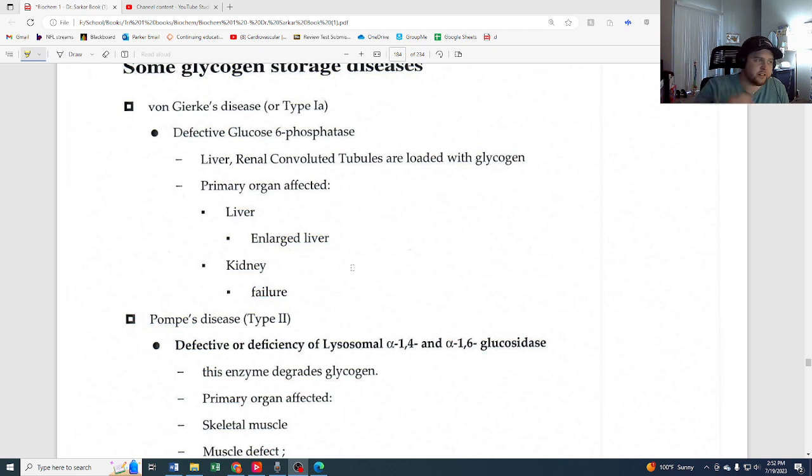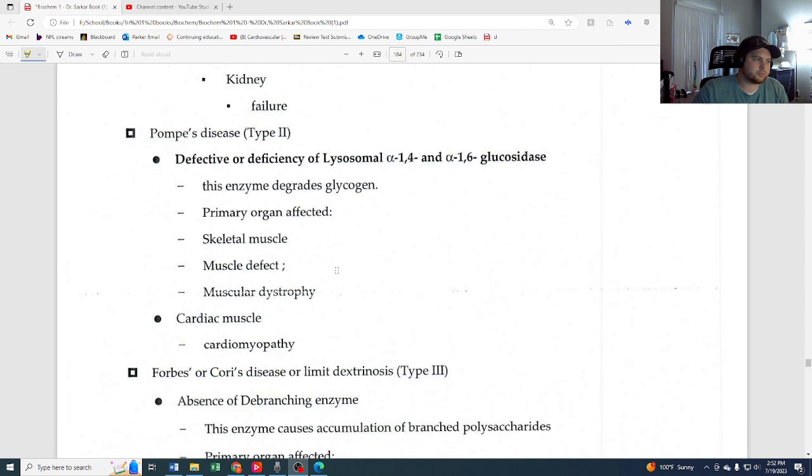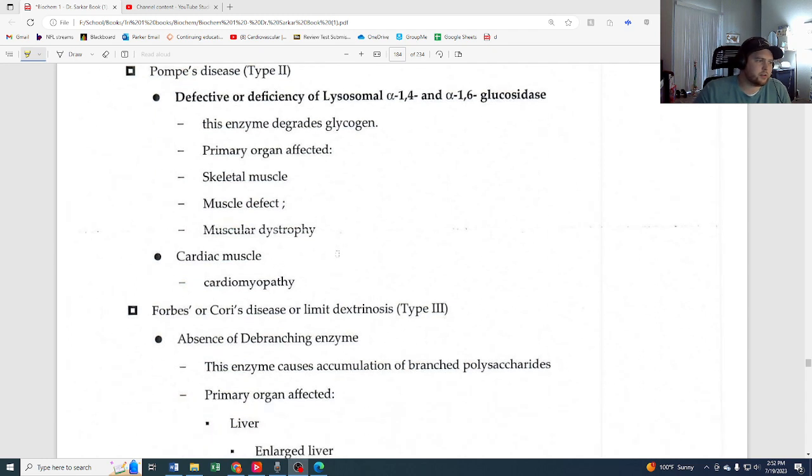We see kidney failure. Pompe's disease is a defect or deficiency of lysosomal alpha-1,4 and alpha-1,6 glucosidase. This is the enzyme that degrades glycogen. The primary organ affected is the skeletal muscle. You get muscle defects and muscular dystrophy. You also have cardiac muscle involvement, with cardiomyopathy.